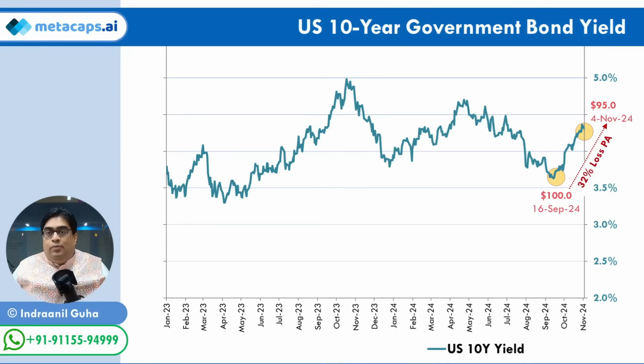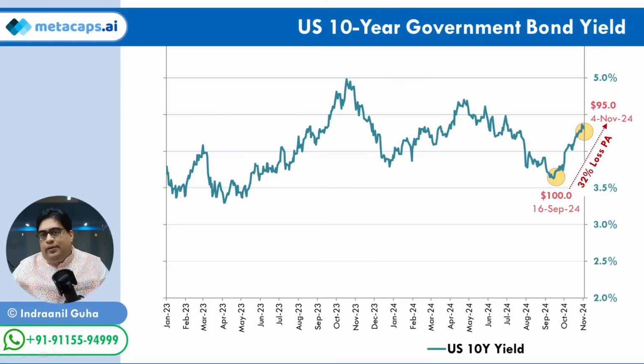Mind you, we are talking about US government 10-year bonds, which are almost universally accepted as the world's most risk-free asset. And in case of the world's most risk-free asset, we are talking about a loss of 5% in the span of just 1.5 months. That's almost equity-like volatility.